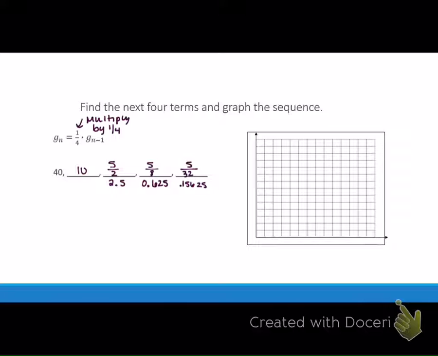Okay, so when we go to graph this, we need to remember that these are the outputs. So our inputs are 1, 2, 3, 4, 5. You remembered. Very good.